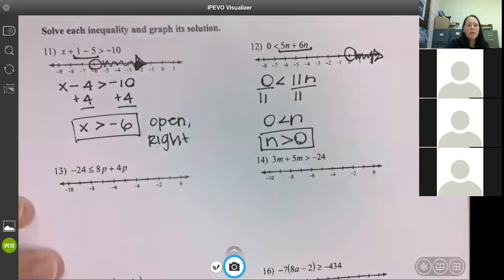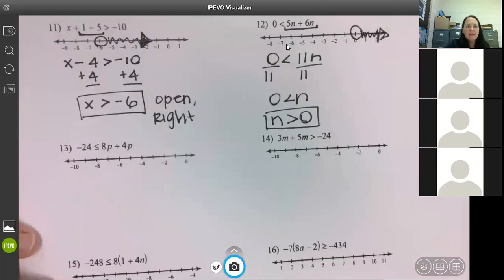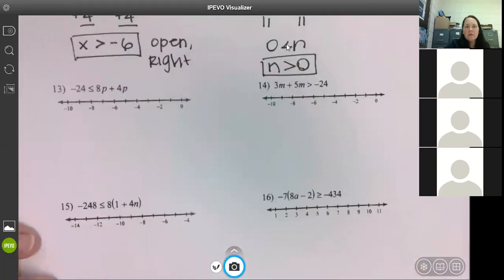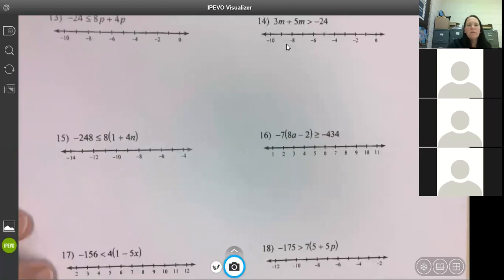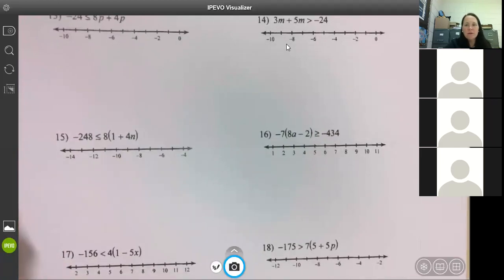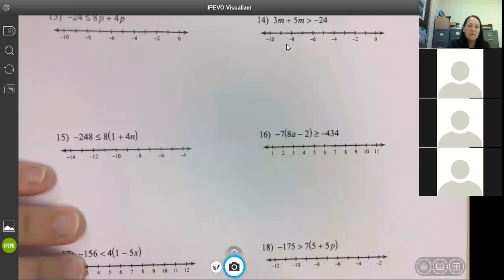Your next one is the same exact problem. So 13 and 14 look just like those. 15 is different because you have to distribute. I want to do number 16.